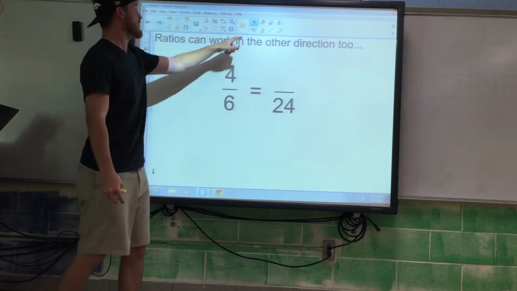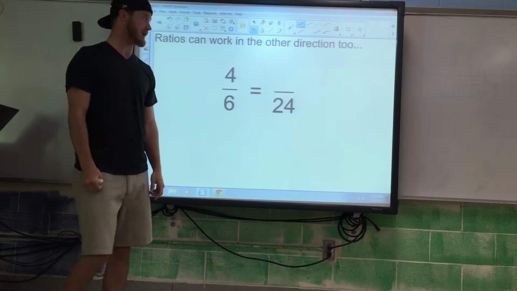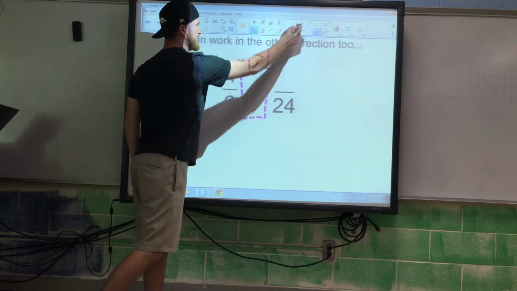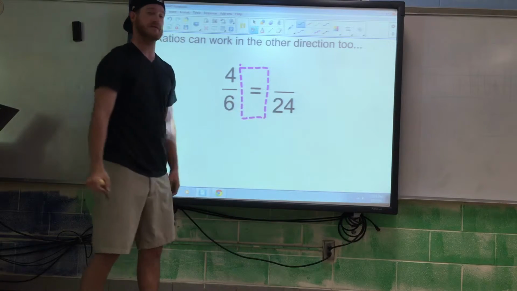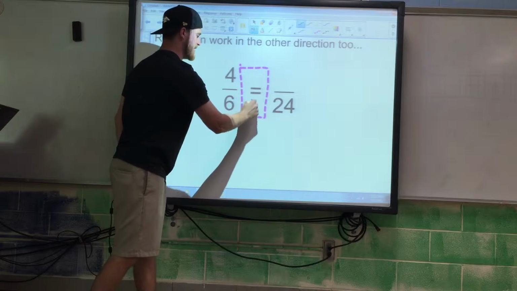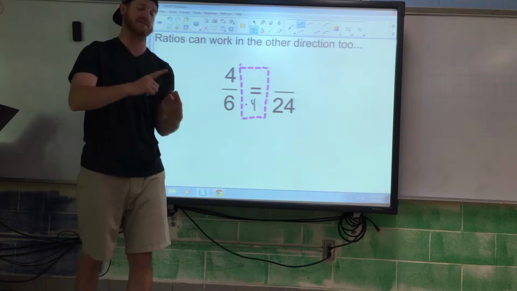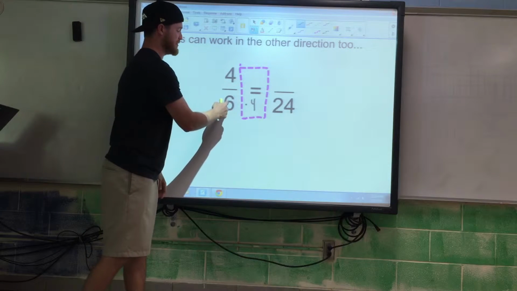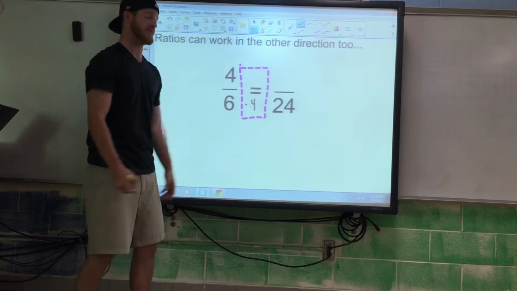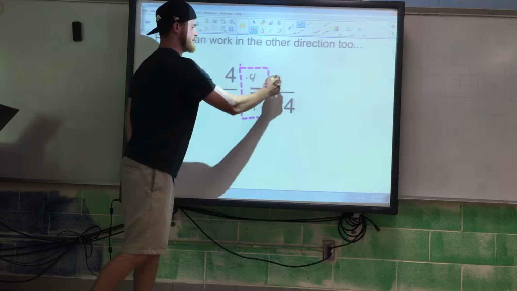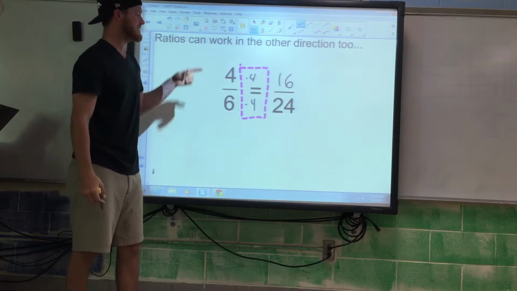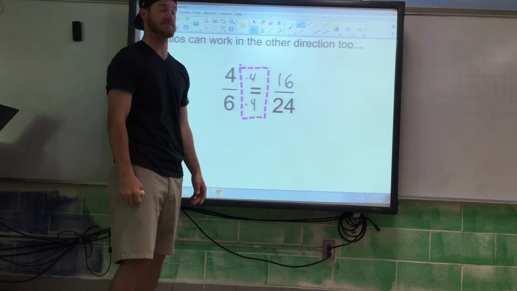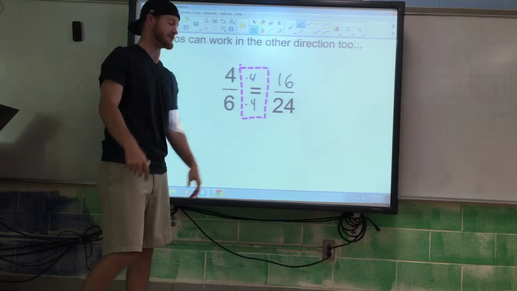Let's move on. Ratios, instead of dividing, can also work in the opposite direction. So you want to figure out what goes in this invisible box right here. What do I do to 6 to get to 24? You would say multiply by 4. Whenever there's an equal sign, we're either going to be dividing or multiplying. You don't add and subtract when it's separated by an equal sign. So if you multiply 6 by 4, what you do to the bottom, you do to the top. 4 times 4 is 16. So that means 4 over 6 is also equivalent to 16 over 24. I'm not going to draw a fraction bar with 24 parts. Trust me on this one.